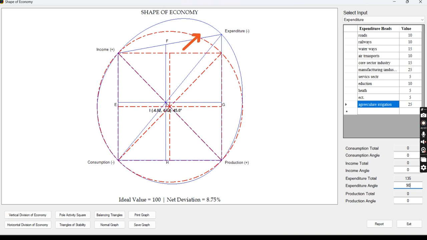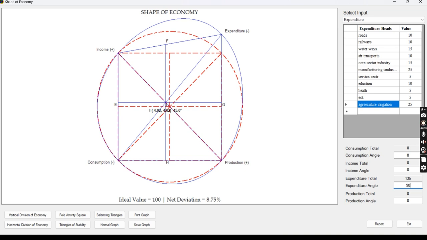The circle emphasizes the change in the square. Earlier, the square was a perfect square within a perfect circle. Now, since the square is no more perfect, the circle has also assumed a different shape. And this 8.75 signifies how much change has taken place due to increased expenditure.